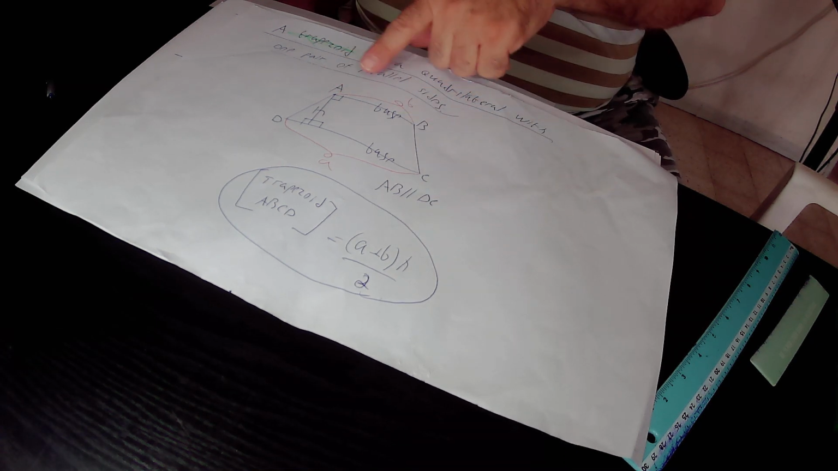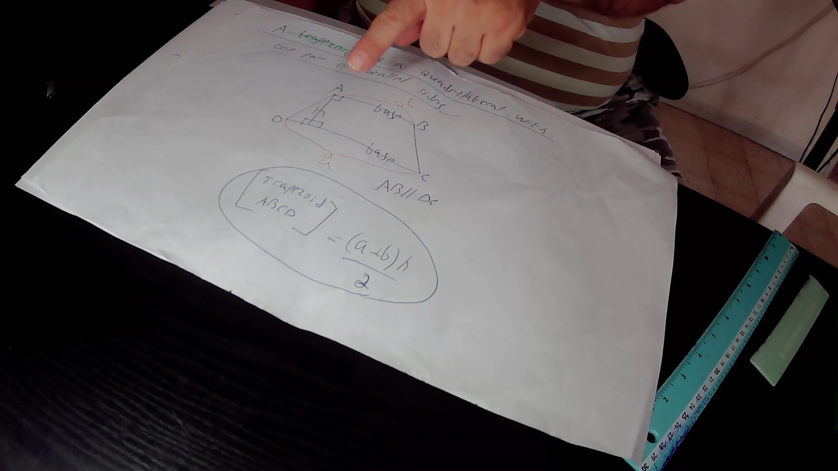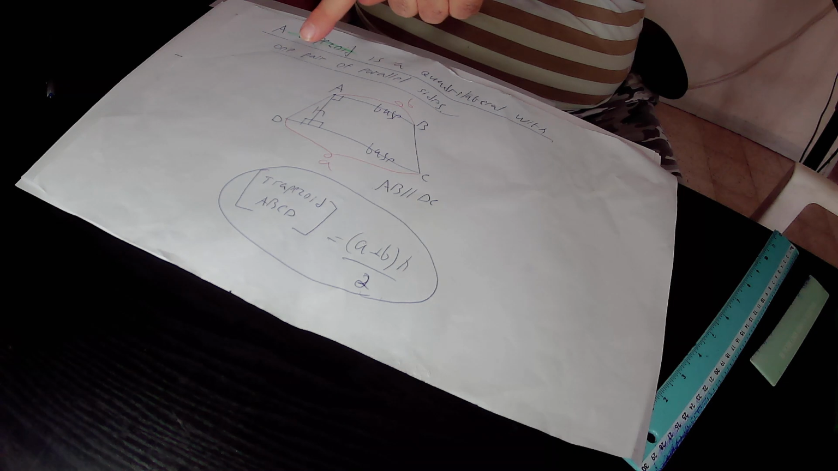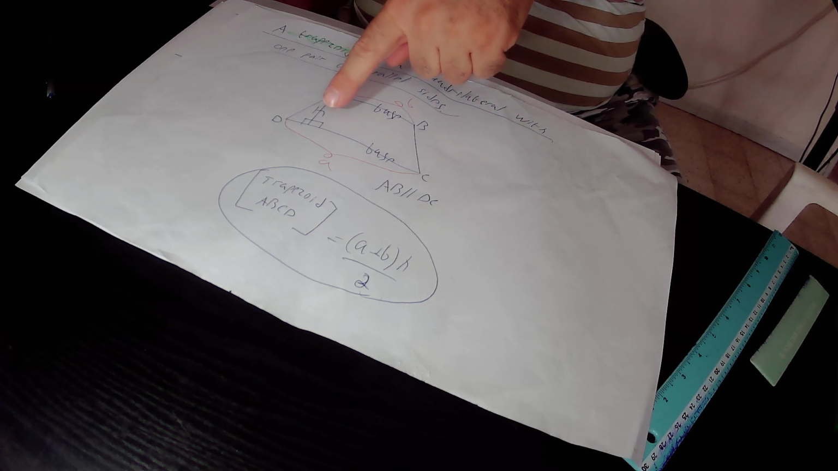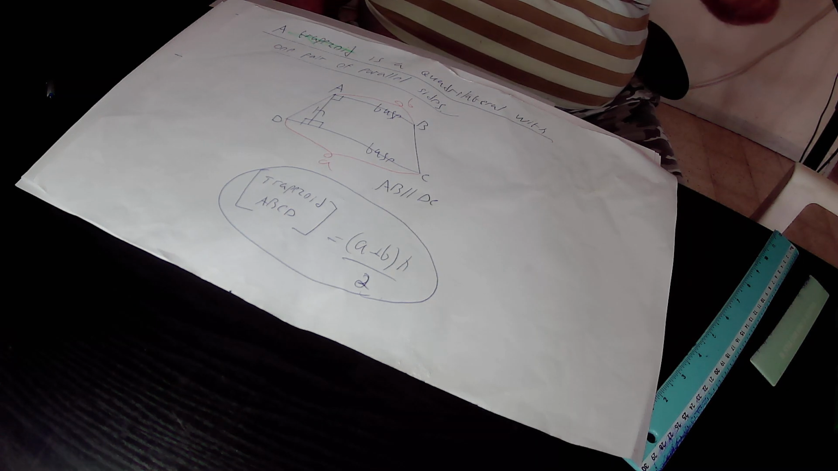The height edge must create 90 degrees with the two parallel bases. This height edge creates 90 degrees with the base AB, and edge also creates 90 degrees with the other base DC. Okay, so the area of a trapezoid is equal to the sum of its two parallel bases times the height over 2.